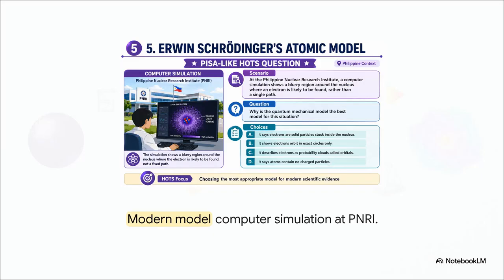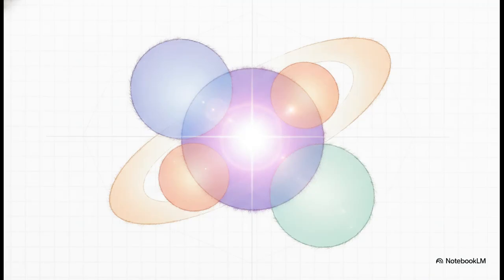Last question. A computer simulation at the Philippine Nuclear Research Institute shows a blurry, fuzzy region around a nucleus where an electron is likely to be found, rather than a single fixed path. Why is the quantum mechanical model the absolute best fit here? The correct evaluation is C. For the final tomorrow, you really need to remember the key phrases probability clouds and orbitals. That will help you easily identify Erwin Schrödinger's modern atomic model. It's just not about perfect, neat circles anymore. It's all about the mathematical probability of finding an electron in a fuzzy cloud.